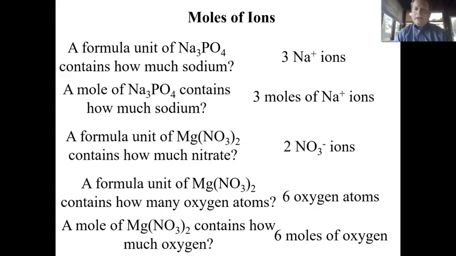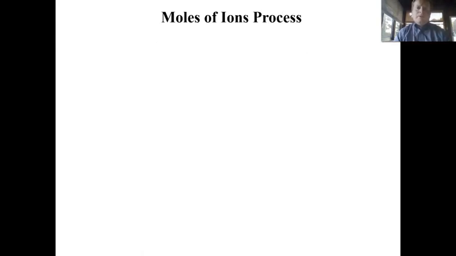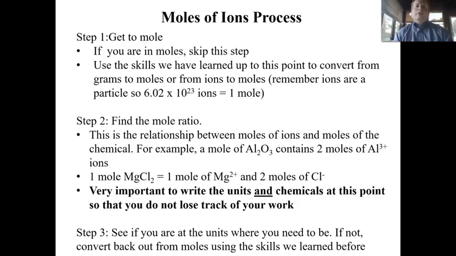Okay, let's try out a couple of problems. There's 2 problems in this video only. That'll be enough to get us through. So the general process, actually. First step is to get to moles. We've been doing that, right? We've gone from grams to moles, particles to moles. So that'll be a piece of cake for you at this point. Step 2 is to find the mole ratio. That is what we just did a moment ago. For example, in Al2O3, for every 1 mole of the overall chemical, there are 2 moles of Al in there.